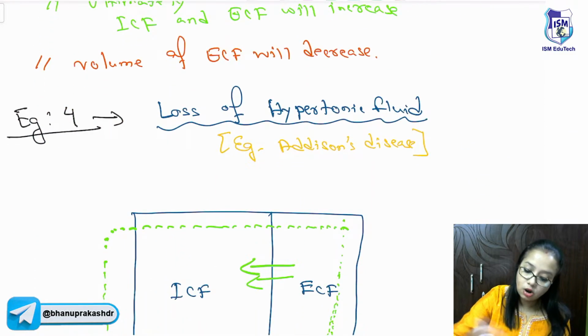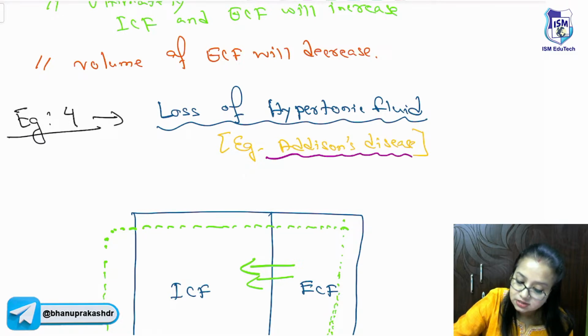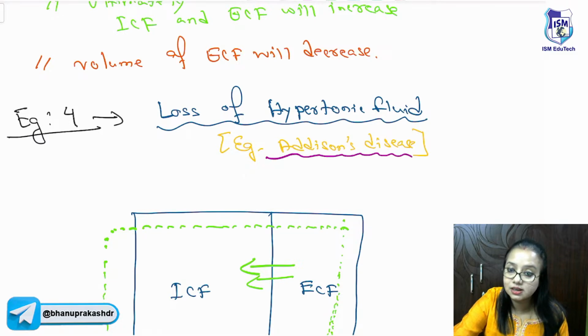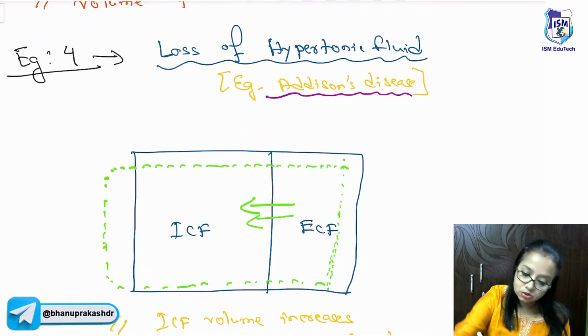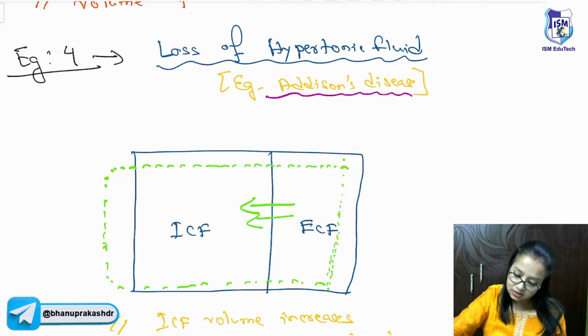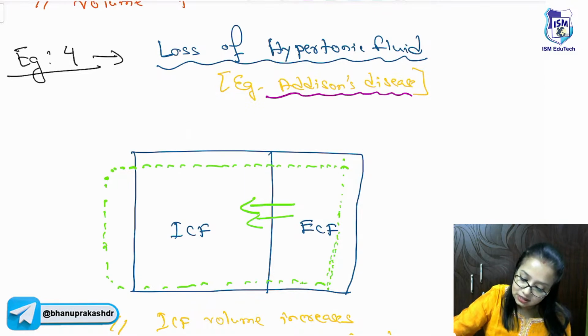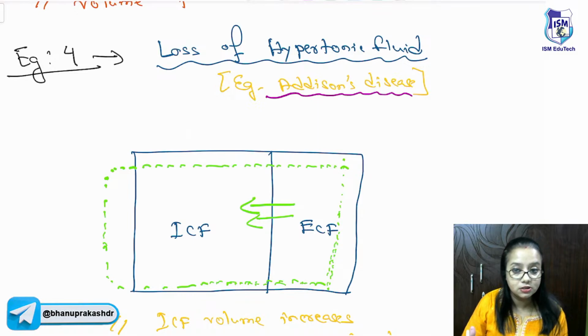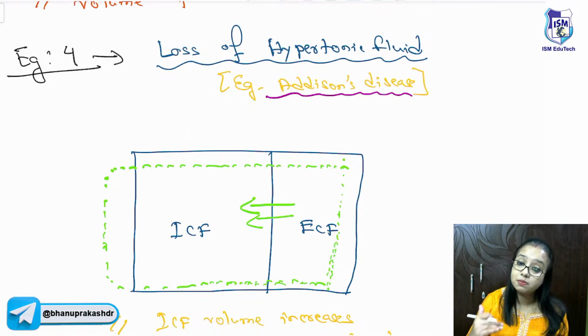Now, if the opposite happens, as in the case of Addison's disease. Addison's disease is a condition where the body loses more minerals, like sodium and chloride, than it is supposed to. So here, as we can see, at once there is a reduction in the ECF, the volume of the blood reduces. Now this is a loss of hypertonic fluid, meaning the fluid is rich in minerals. The fluid that is being lost has more sodium and chloride than water molecules.